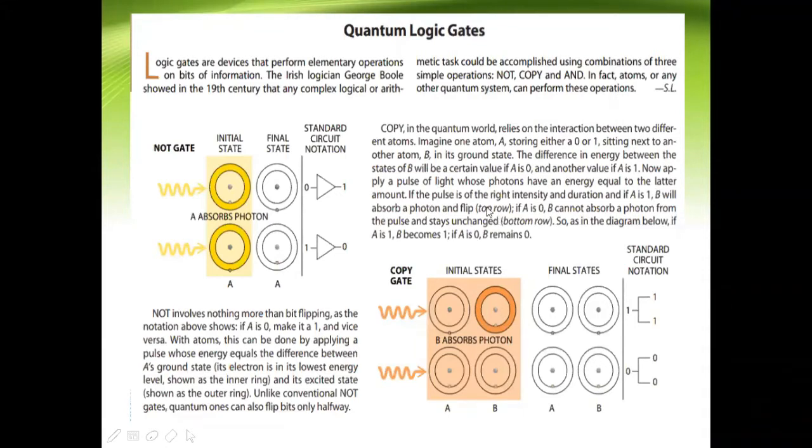If the pulse is of the right intensity and duration, and if A is 1, then B will absorb a photon and flip. If A is 0, B cannot absorb a photon from the pulse and stays unchanged. So as in the diagram below, if A is 1, then B also becomes 1. If A is 0, B also remains 0 in both cases.